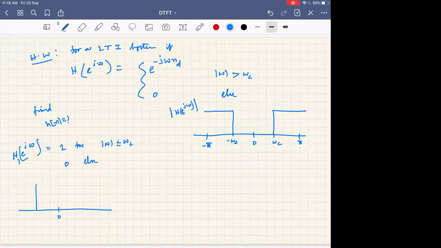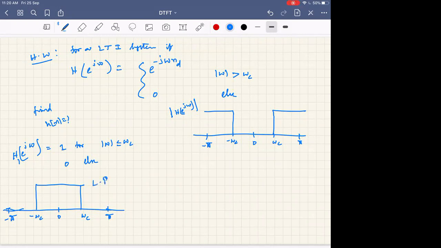Band pass filter from minus omega c to omega c. Low pass. It is a low pass filter. So my filter is from minus omega c to omega c. But here where is pi? Here it is minus pi and this is pi.